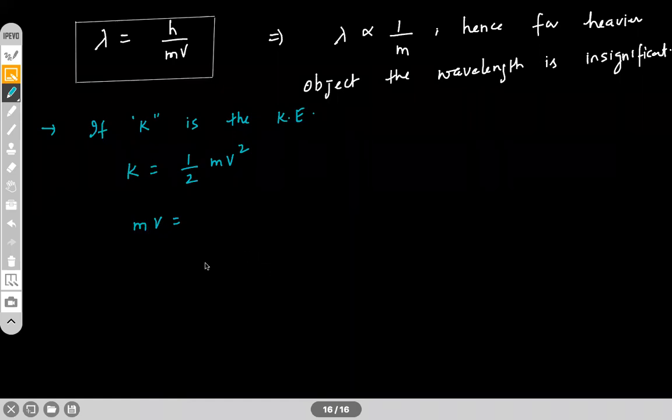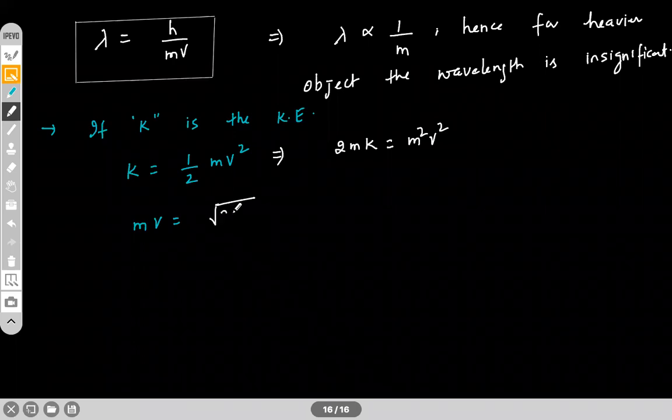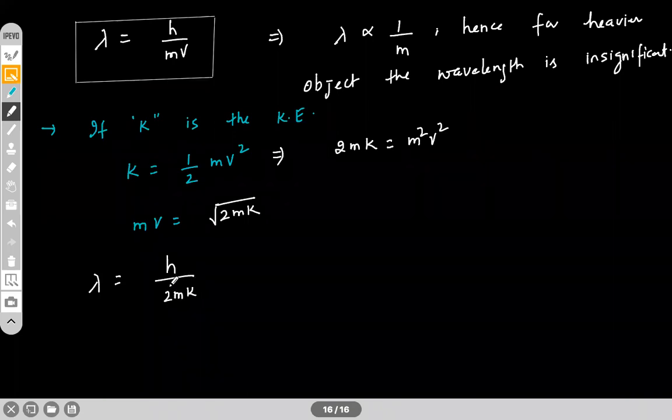Okay, if you need to find out mv, what we can do is multiply by m on both sides. So 2mK is equal to m square v square. So mv will be root of 2mK. And this we can substitute here. So the formula of lambda in terms of kinetic energy is h by root of 2mK. This K is the kinetic energy here. Must take care of that.